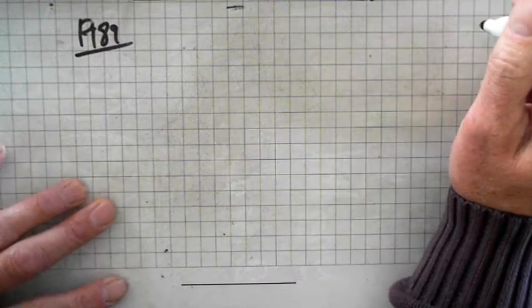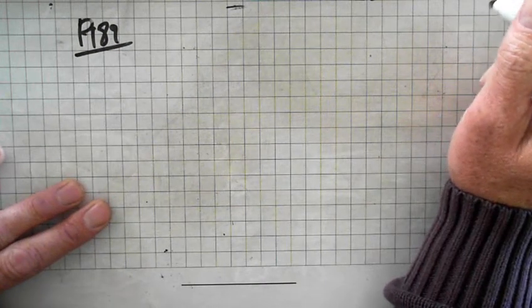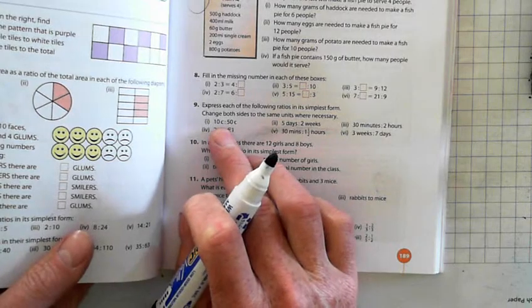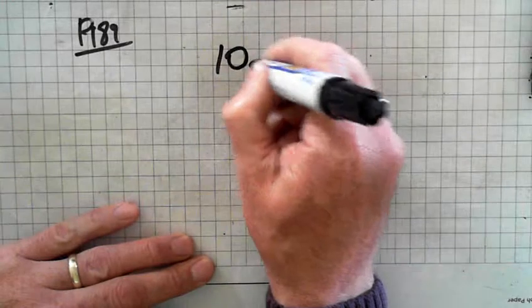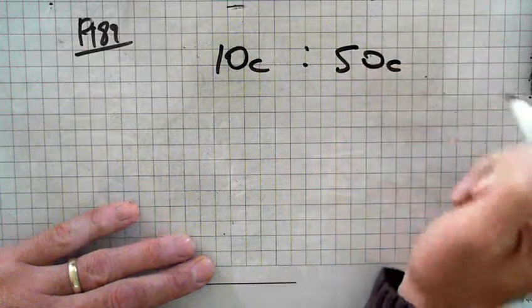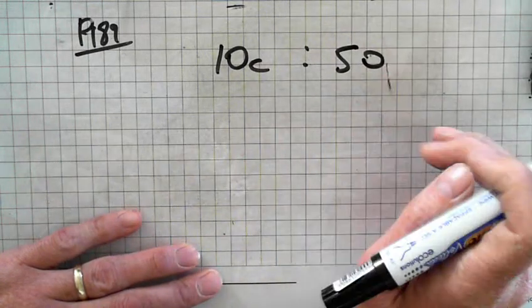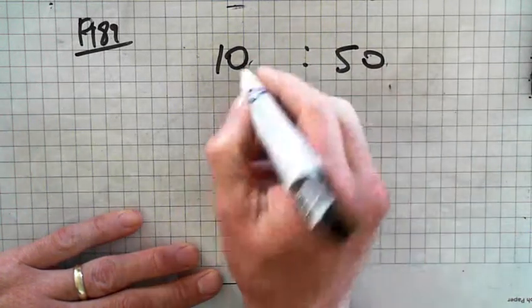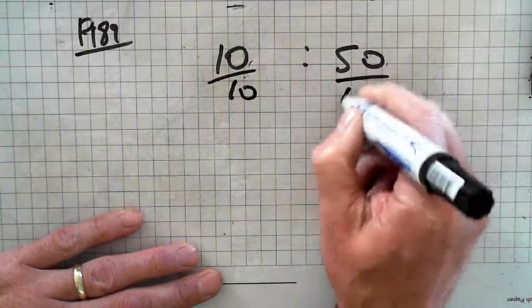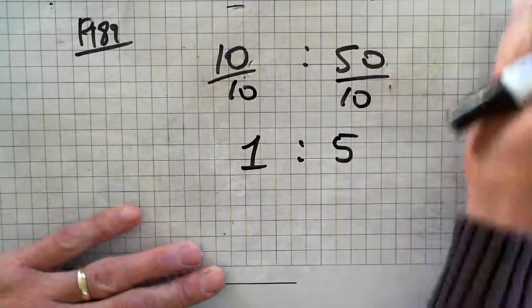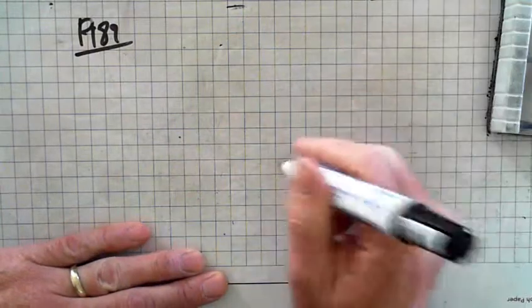Right, question 9, is it? Express each of the following ratios in the simplest form. Change both sides to the same units where necessary. So the same units, are they in the same units? Yeah. 10 cent and 50 cent. They're in the same units. How do I simplify that? Both are divisible by 10. Divide by 10. 10 divided by 10 is 1. 1 is to 5.